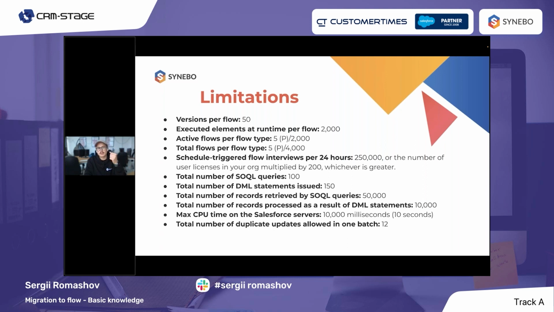There is a limit on the versions per flow. So one flow can have only 50 versions. So if you hit this limit, you have to delete one, the earliest one, the oldest one.